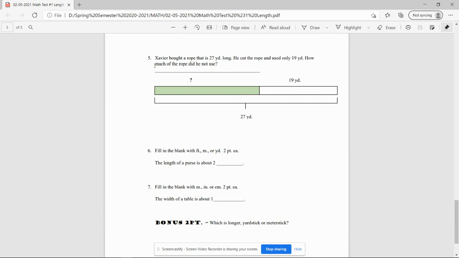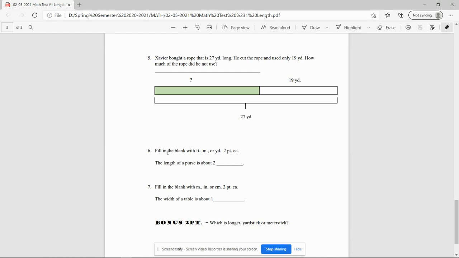For number 5, it says, Xavier bought a rope that is 27 yards long. He cut the rope and used only 19 yards. So how much of the rope did he not use? So this is the rope. It's 27 yards long. He cut the rope and he used only 19 yards. He used only 19 of it. He didn't use the entire thing. So how much of it did he not use? And then you're going to write your answer here in the blank space.